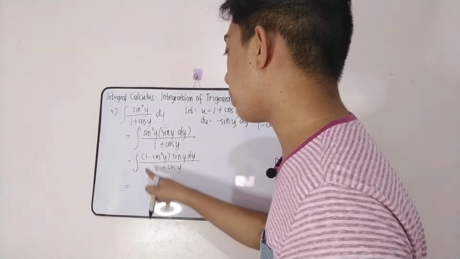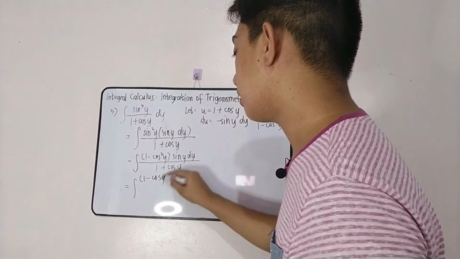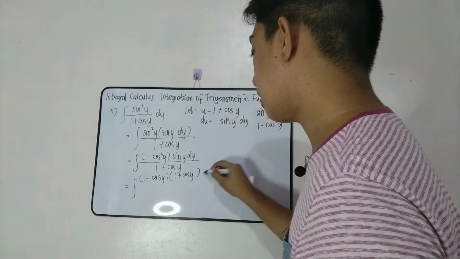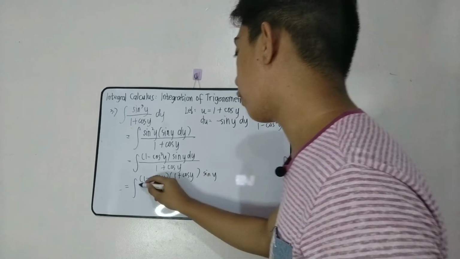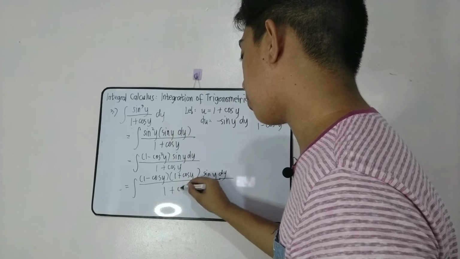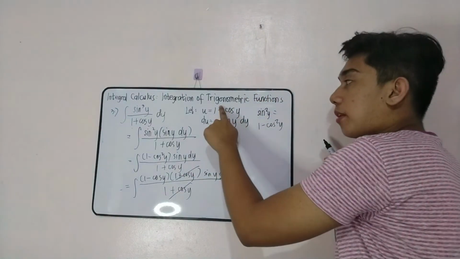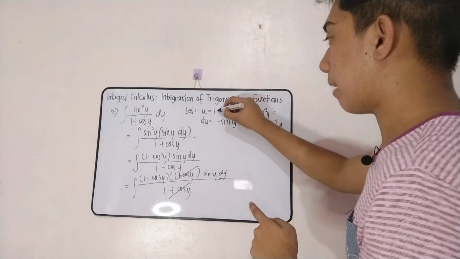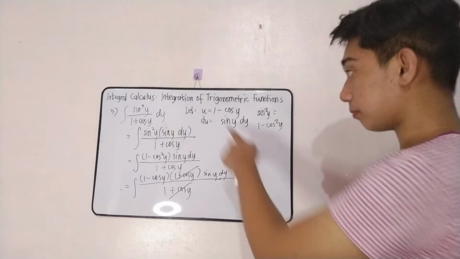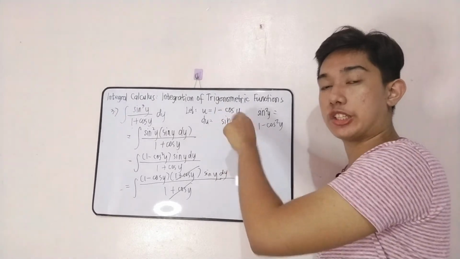Then, after this one, we can factor this one out. So, this becomes 1 minus cosine y times 1 plus cosine y, then sine y all over 1 plus cosine y. We cancel this one. Sorry, meron tayong mali dito. Dapat this should be minus. Sorry for that mistake. Minus yung ating u, ha? Then, mawawala yung sign pagkuha natin ng differential dito.